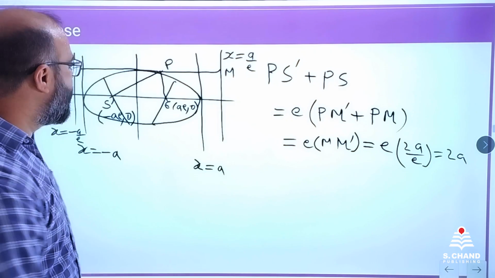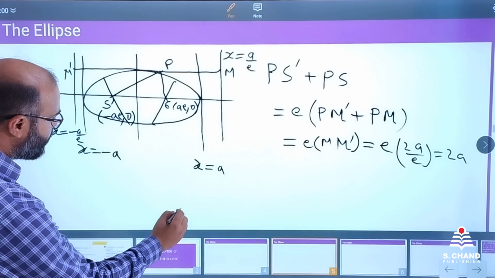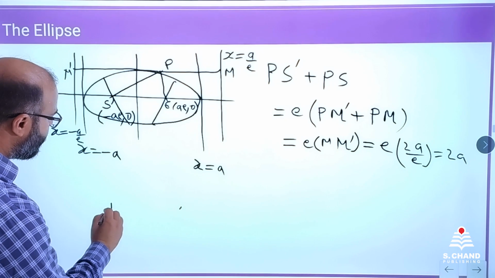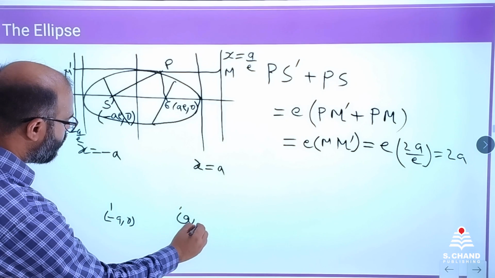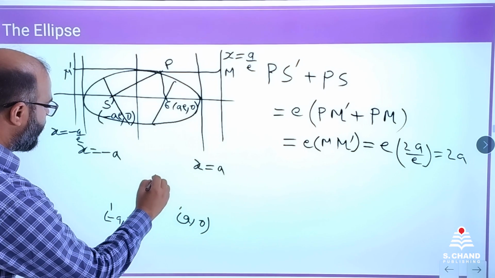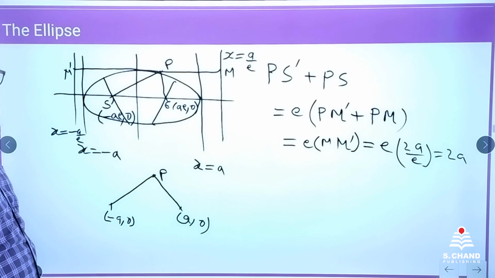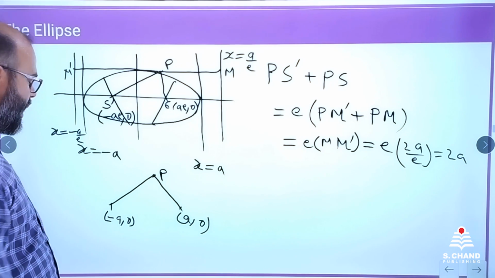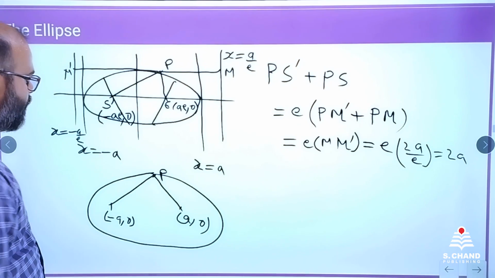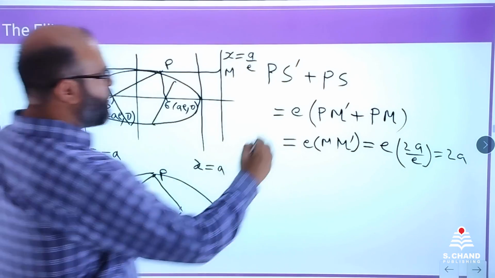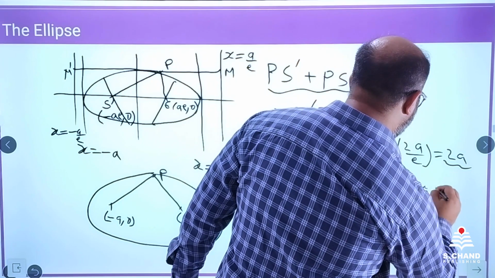It simply says that if we have two fixed points and we take one point as minus A comma 0, another point as A comma 0, and there is a point P, and if its distance from A comma 0 and minus A comma 0 we add up and it is always constant, then it is an ellipse. So PS dash plus PS is equal to 2A, which is always constant, is an ellipse.